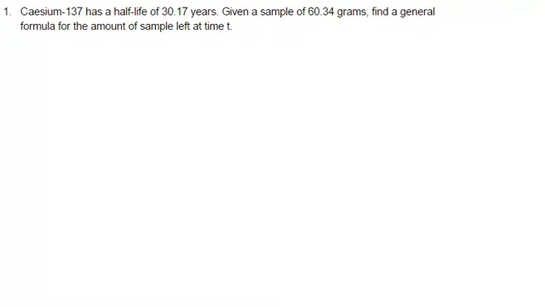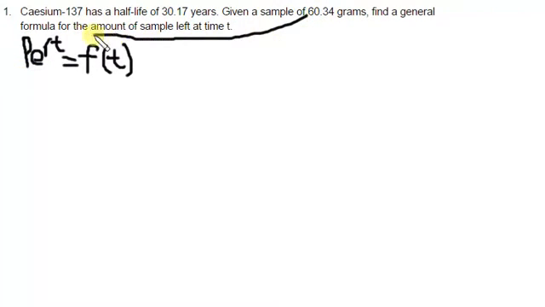Problem 1. Cesium-137 has a half-life of 30.17 years. Given a sample of 60.34 grams, find a general formula for the amount of sample left at time t. First, we need to use the formula PERT, that, if you recall, is P times e to the r times t. And this is equal to f of t, where f is the function that gives the amount of sample left at time t. Now we know the initial amount, which is 60.34 grams, so we can plug that directly into P, which is the principal.